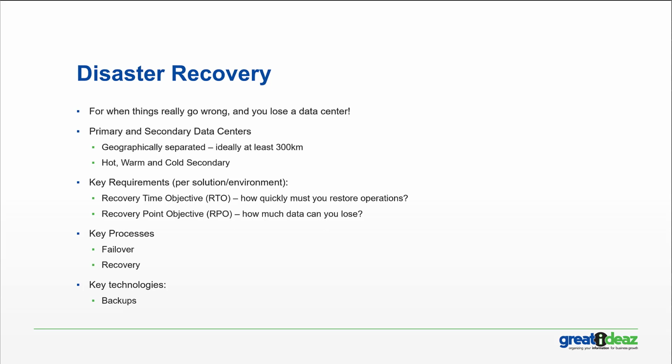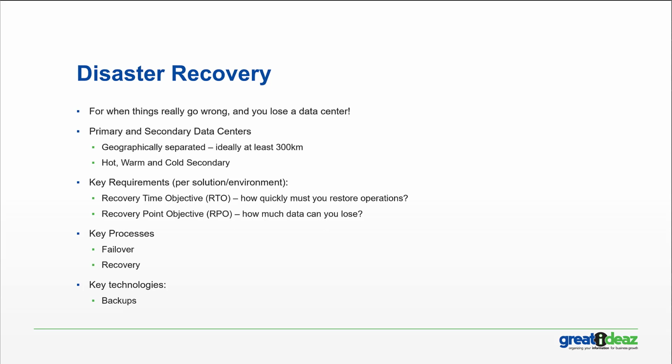Now, ideally, that secondary data center is geographically separated by at least 300 kilometers from the primary data center. So if there is a massive power failure, if there is a fire, if there is a regional disaster that's taking this primary data center out of circulation, ideally the secondary data center is so far away that it can actually recover operations and be unaffected by that regional issue.